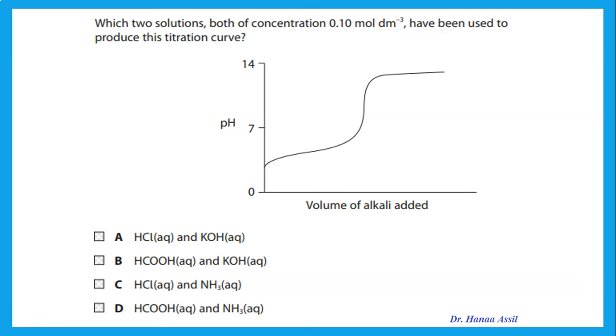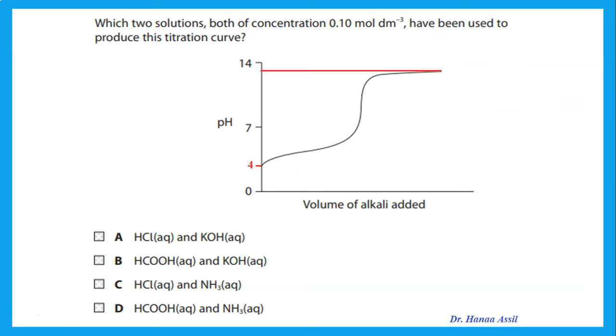Which two solutions, both of the same concentration, have been used to produce this titration curve? Well, let's see. Where is the initial and the final, or where is the equivalence point? So this is something starting from pH 4. pH 4 is a weak acid, so I'm looking for something that has a weak acid. So it is HCOOH, not HCl. And I want something that will end up at pH 14, that is a strong base. So a strong base would be KOH, not ammonia.